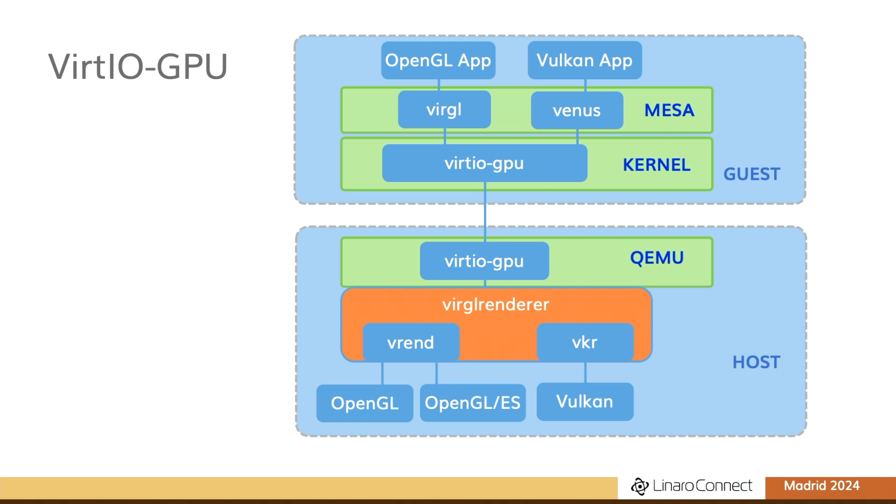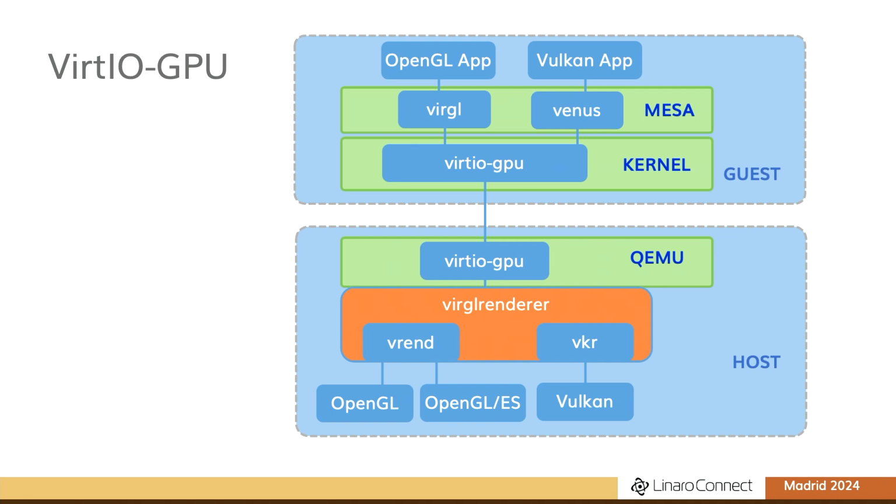From the application perspective, nothing changes. You still have the graphics API, so calling either OpenGL or Vulkan. And then the virtual machine exposes this new device, which is the VirtIO GPU, and you need a driver for it. Within the freedesktop Mesa umbrella, we have a couple of drivers, which are Virgil and Venus. Respectively, Virgil is the OpenGL driver for the VirtIO GPU, and Venus is the more recent Vulkan driver for the VirtIO GPU.